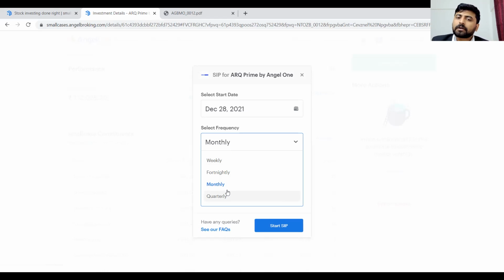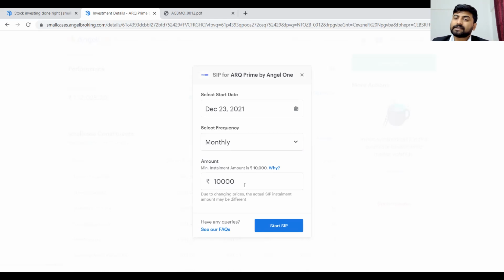So in this case, I'm going to continue with a monthly frequency, and the minimum installment amount for an SIP is 10,000. You can feel free to increase it if you want, or you can start with 10,000 in this case. The minimum installment amount again changes for each and every particular smallcase. So we are going to continue with a 10,000 investment on a monthly basis.